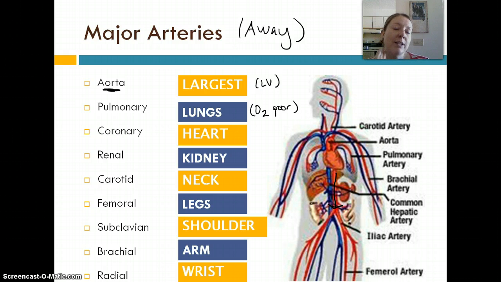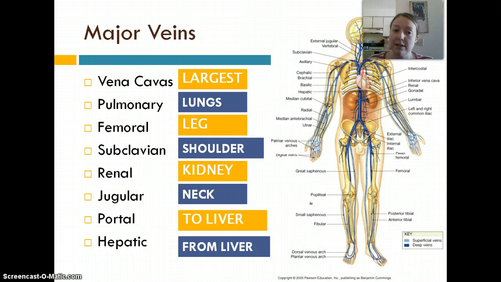The carotid artery is the one you can feel your pulse with. Femoral artery is a major artery supplying your legs with blood. And then we have a series of arteries in the arm, starting with the subclavian that branches off the aorta into the shoulders, the brachial in the arm, and the radial, as in the radius, which is a major artery in your wrist.